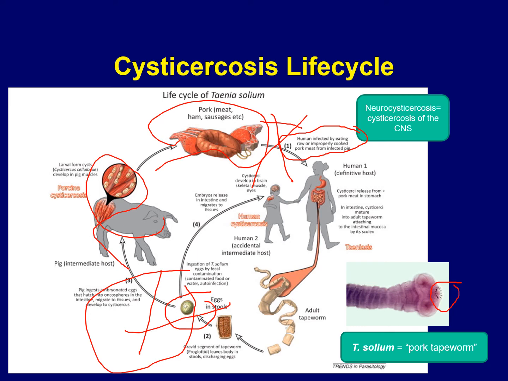And another area is with humans becoming the accidental intermediate host. So sanitation and hygiene related to these humans that have the adult tapeworms, they should be washing their hands and things like that. We should try to treat these people, get rid of the adult tapeworm so they're no longer shedding eggs. But things like hygiene are also very, very important here.